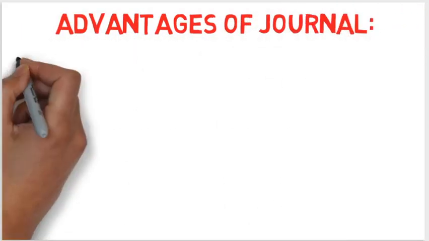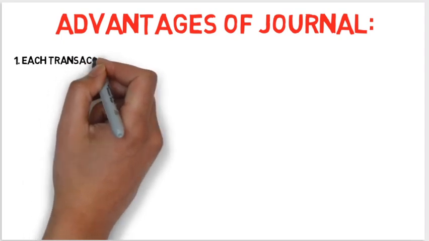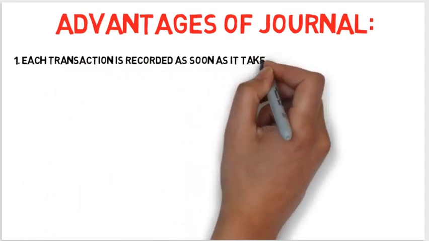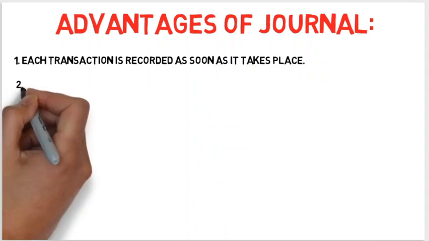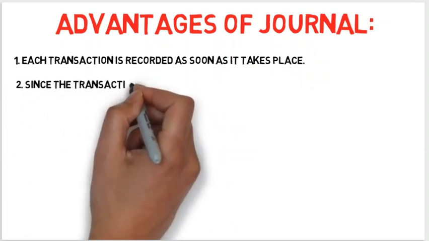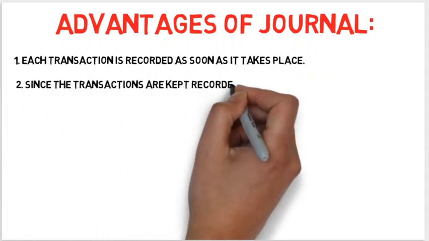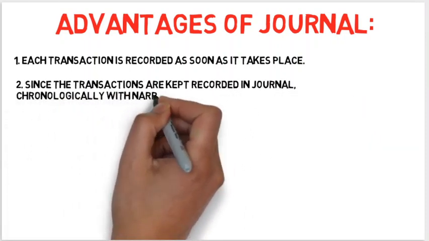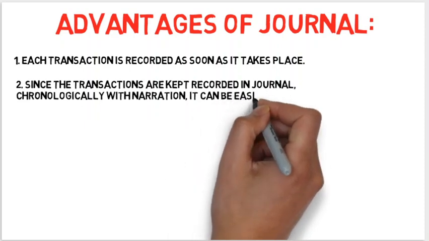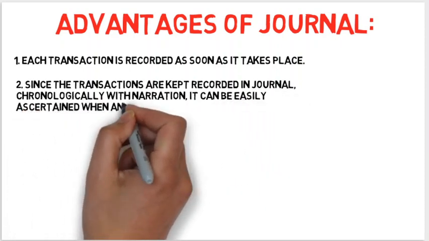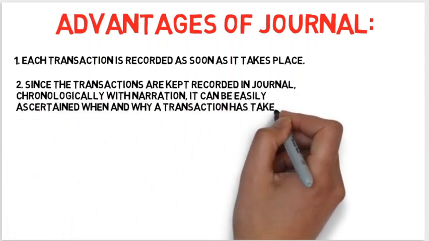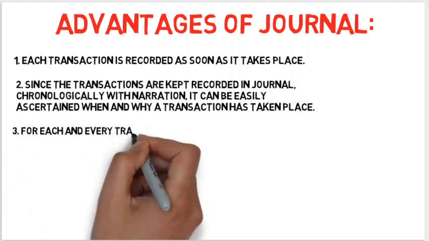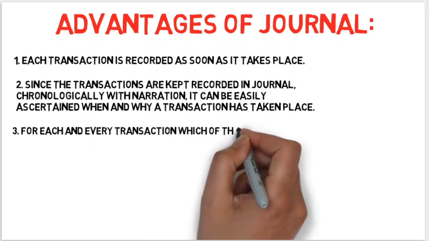Advantages of journal. First, each transaction is recorded as soon as it takes place, so there is no possibility of any transaction being omitted from the books of account. Second, since the transactions are kept recorded in journal chronologically with narration, it can be easily ascertained when and why a transaction has taken place.